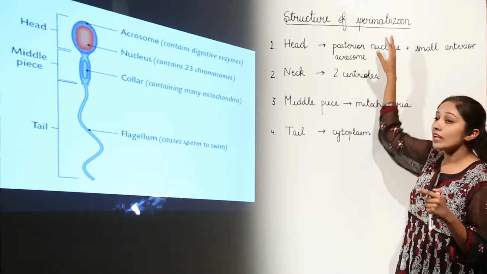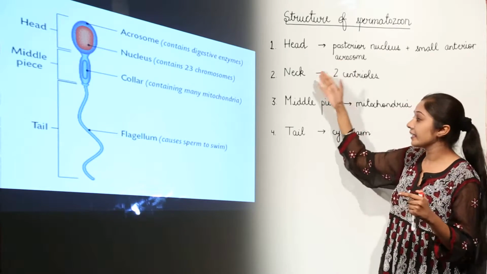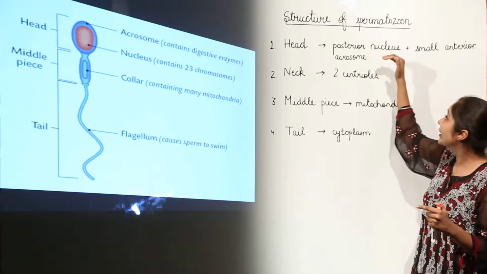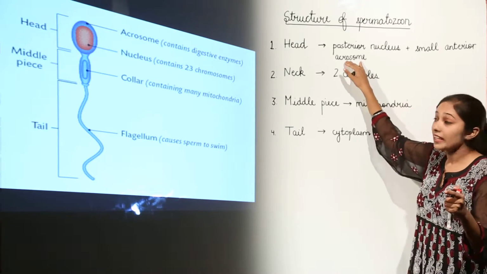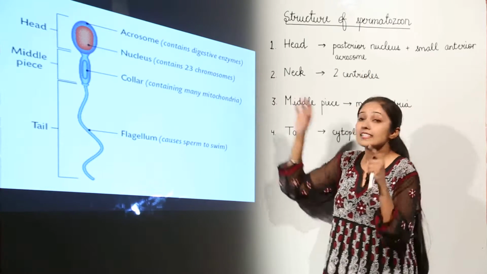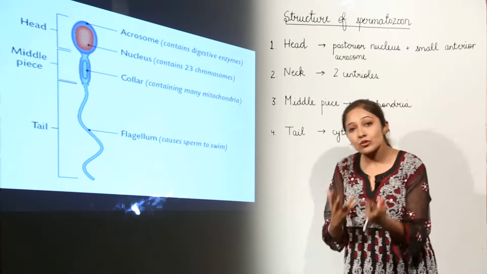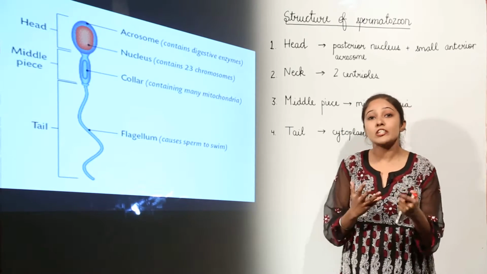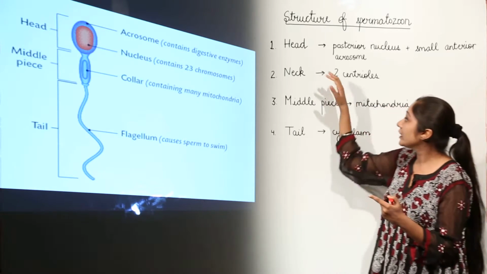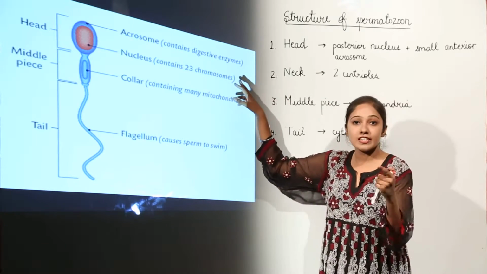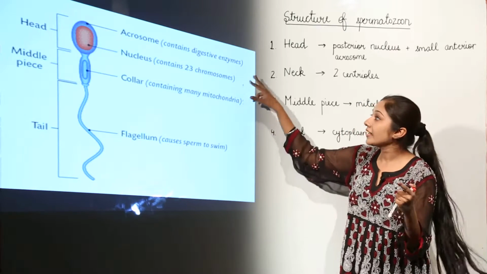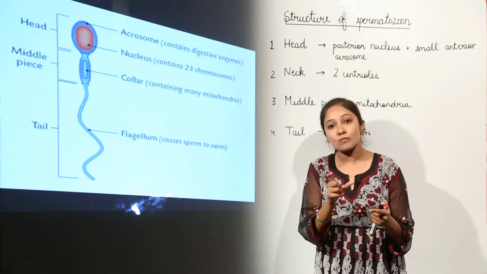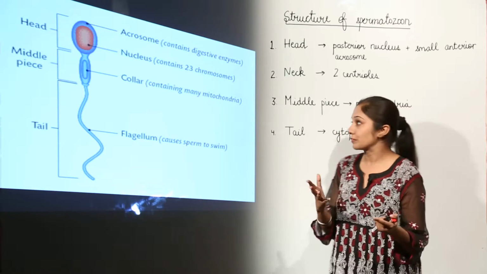A spermatozoon has 4 parts: head, neck, middle piece and tail. The head has a nucleus and an acrosome. This acrosome has some hydrolytic enzymes, or digestive enzymes, which help the sperm to penetrate into the egg, and the nucleus contains the genetic material from the male parent. It has 23 chromosomes. How 23 chromosomes? 22 are autosomes and 1 is the sex chromosome.